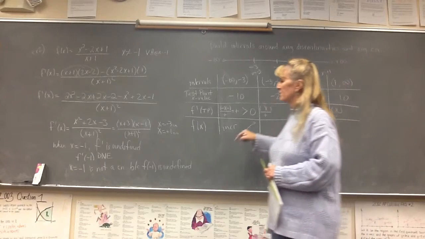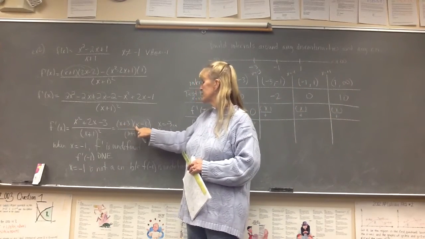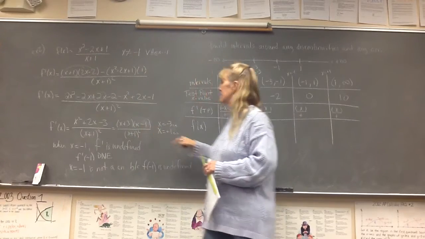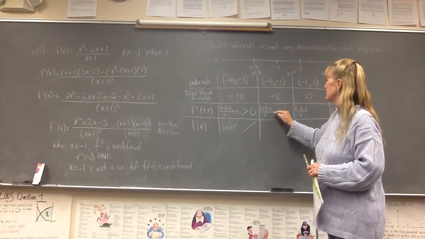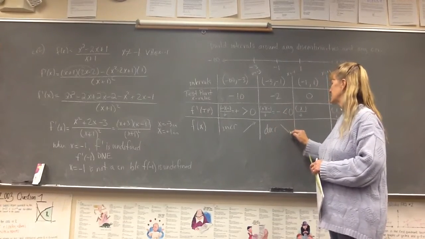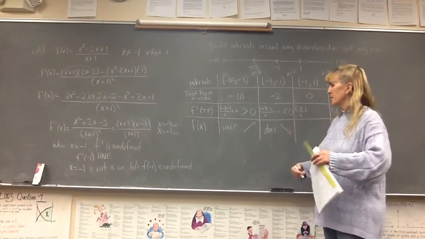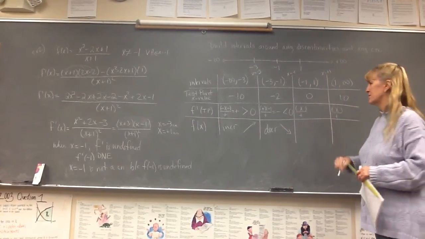Negative 2 is my test point. If I put a negative 2 here, this factor will be positive. If I put a negative 2, that factor will be negative. Positive, negative. I only have one negative sign, so this is negative, which is less than 0, which gives me decreasing, going down. Okay, increasing, decreasing, increasing, decreasing. You think so? Let's give it a try.